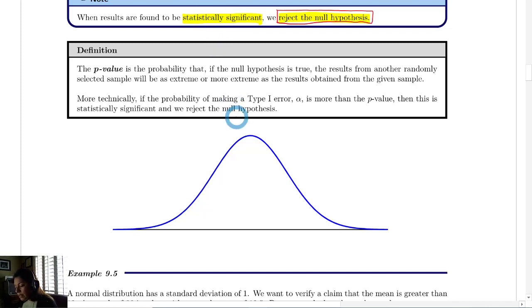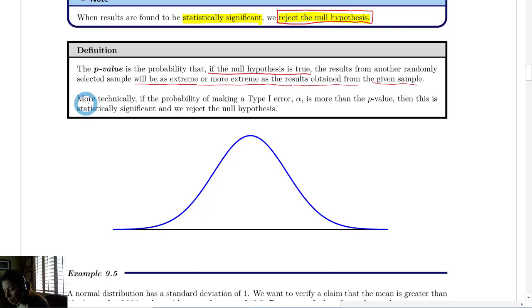Okay, so it's a lot to take in. So how do we do this? You're like, okay, great, I get it, but what am I going to use to reject and not reject the null hypothesis? Well, that's called the p-value. The definition says the p-value is the probability that, if the null hypothesis is true, the results from another randomly selected sample will be as extreme or more extreme than the results obtained from the given sample.